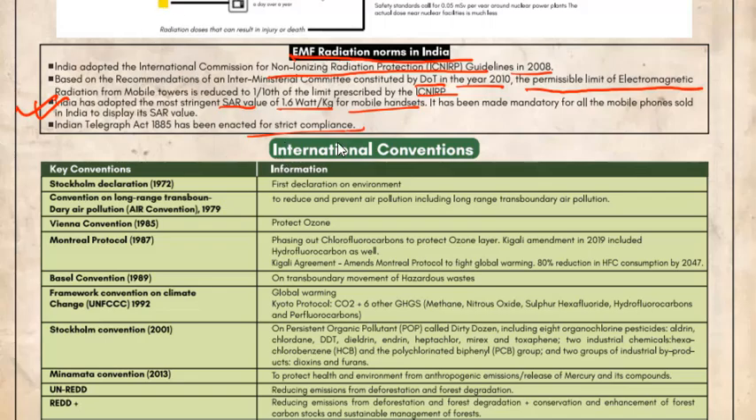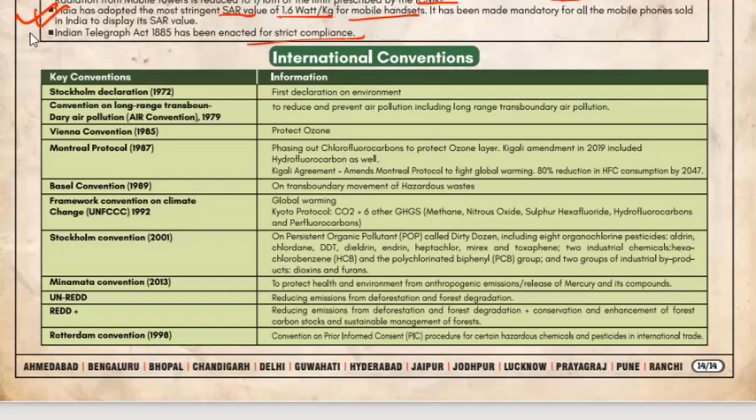Okay. Now coming to our last topic, that is international conventions. These are the important ones. First is the Stockholm Declaration of 1972. As we all know, the Stockholm Declaration was on 5 June 1972. That's why we celebrate World Environment Day on the 5th June. This was the first declaration on environment.